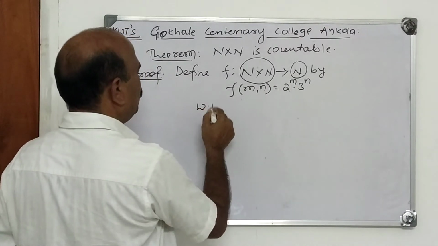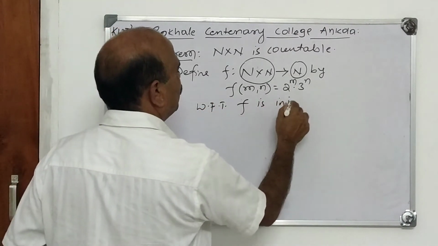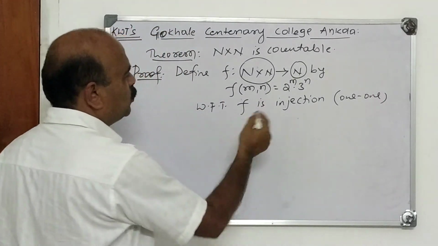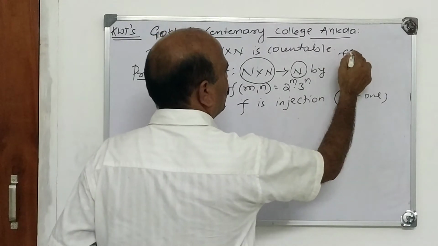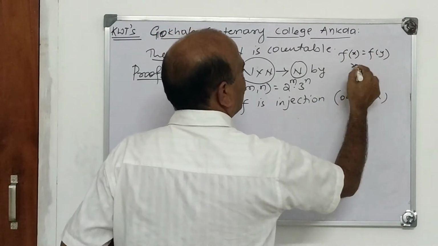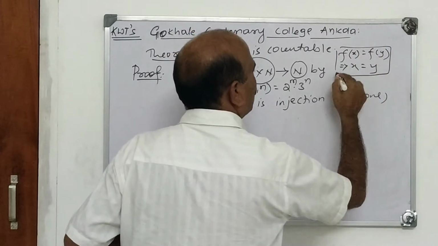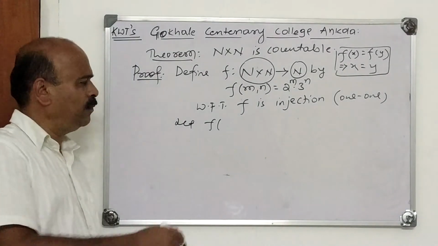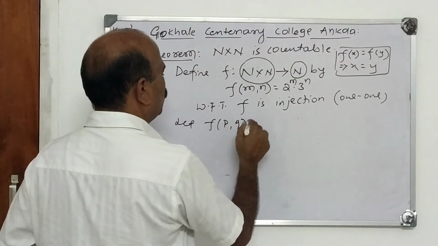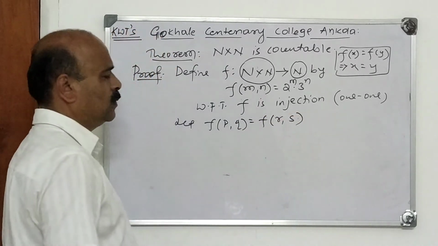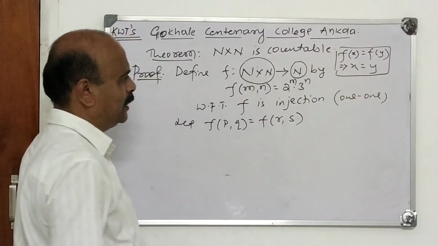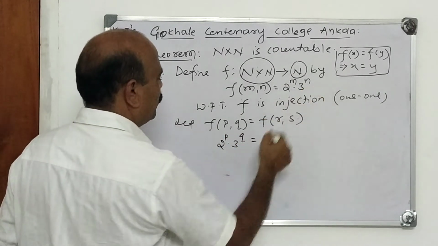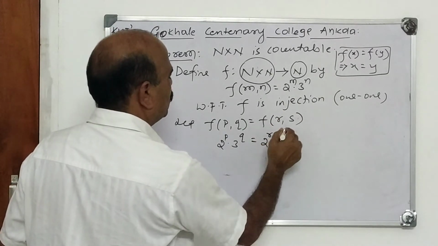Now we prove that f is injection. Injection means 1-1. A function f from A to B is said to be 1-1 if f of x is equal to f of y implies x is equal to y. To prove that f is 1-1, let f of (p, q) be equal to f of (r, s). Then what you have to prove? (p, q) is equal to (r, s). Then it becomes 1-1. What is f of (p, q)? 2 raised to p into 3 raised to q, by this definition. What is f of (r, s)? 2 raised to r into 3 raised to s.